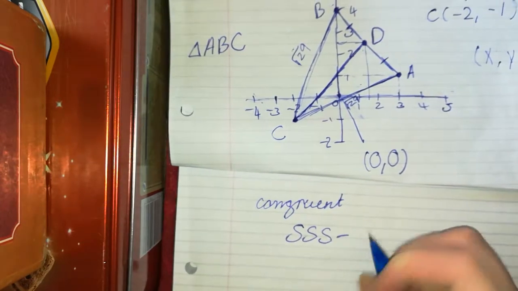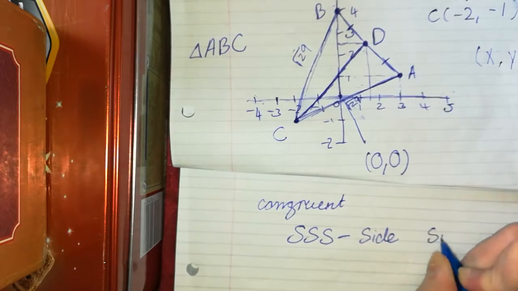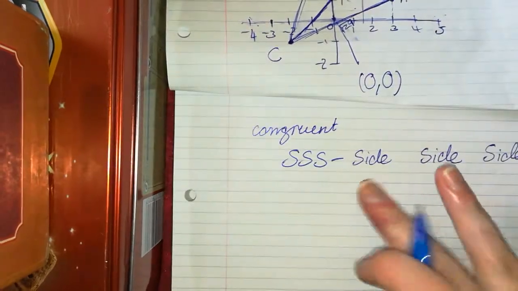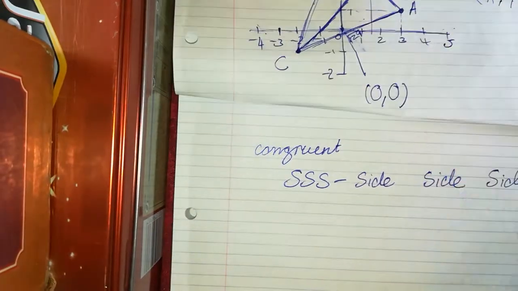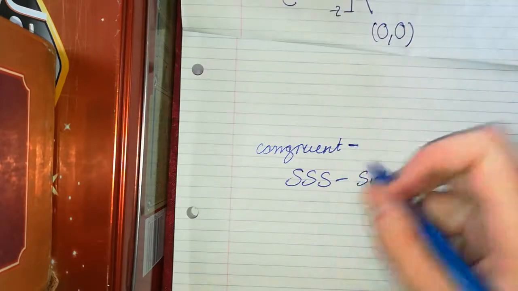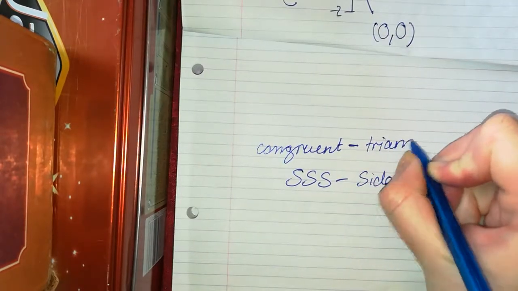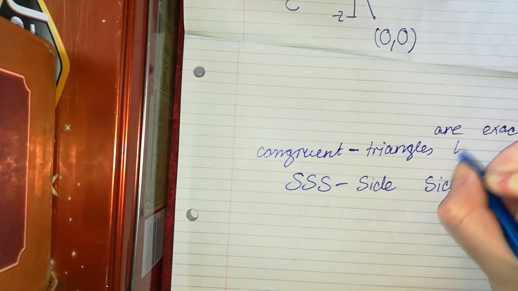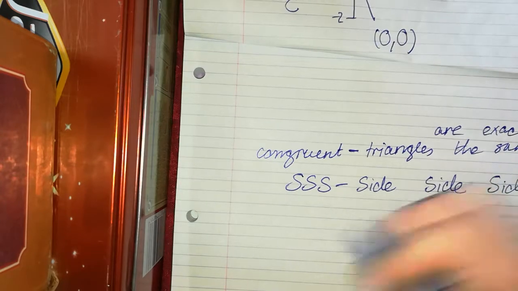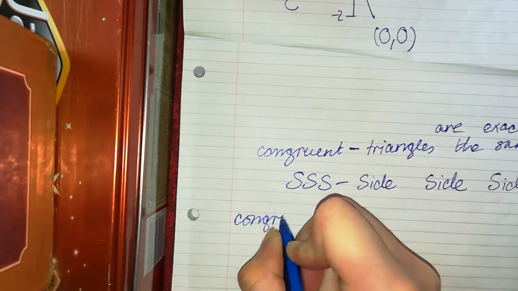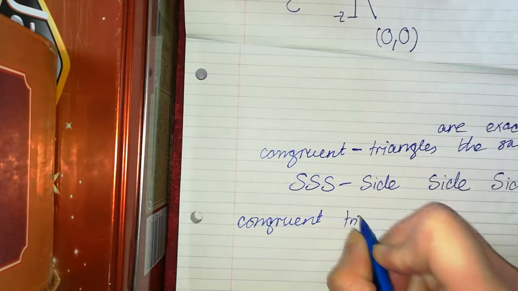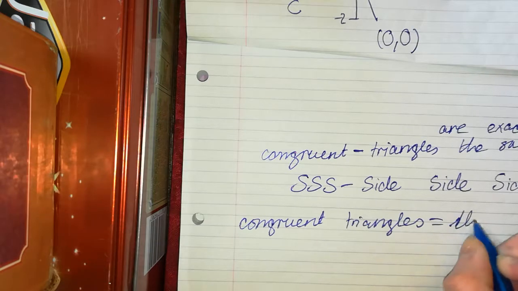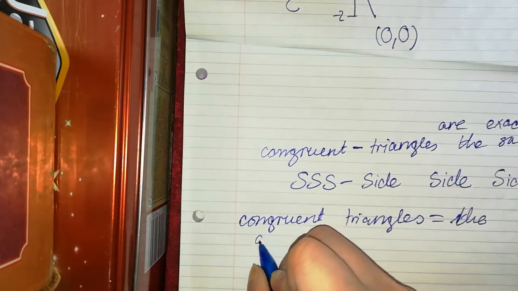That means side, side, side. If we show that the sides of two triangles are the same, then we can say these triangles are exactly the same. Congruent triangles means the triangles are exactly the same. In congruent triangles, all the sides and angles are the same. The sides in the two triangles and the angles in the two triangles are the same.